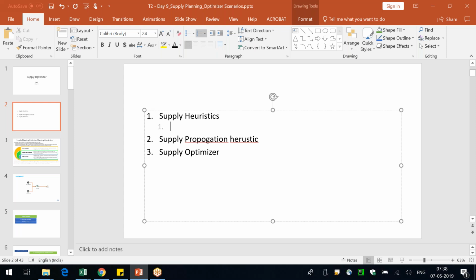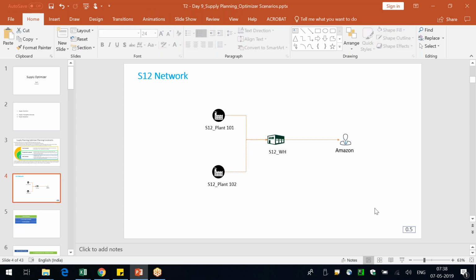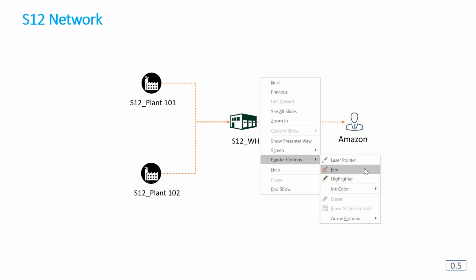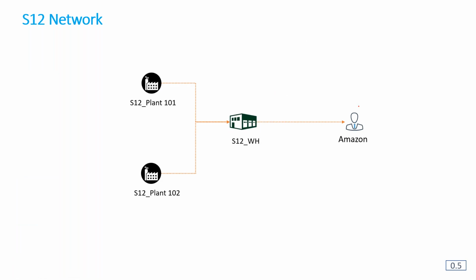There we also give another key attribute called a source ID, which is a production version number. Once we load all that data, this is the network that we make. Just a recap, guys. I make a customer called Amazon. I make a product called S12. Then I create three locations called plant 101, plant 102, and warehouse.